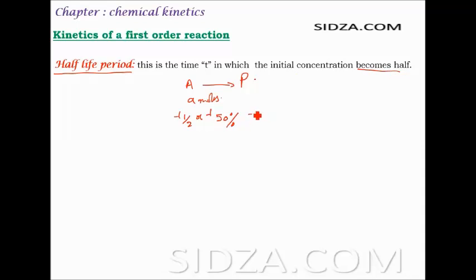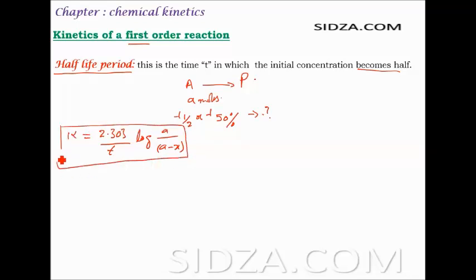And how can we calculate it? Again, we can calculate the half-life period for the first order reaction from its rate constant K value. Okay, we know the rate constant K for the first order reaction is 2.303 upon time t, log of initial concentration by A minus X, right? This is A by A minus X. This is the rate constant K for the first order reaction, and from this equation I can find the time taken by the reaction to get 50% completed. I can find the time T 50%, right? Or you can say T 1/2. Okay, so you can find it like this.